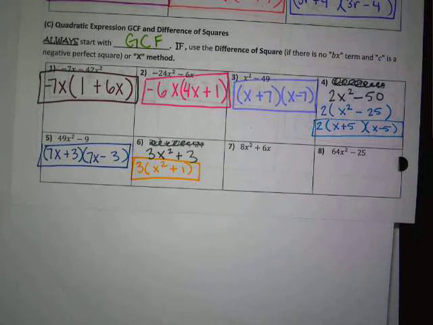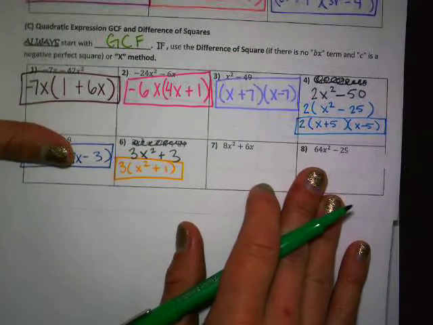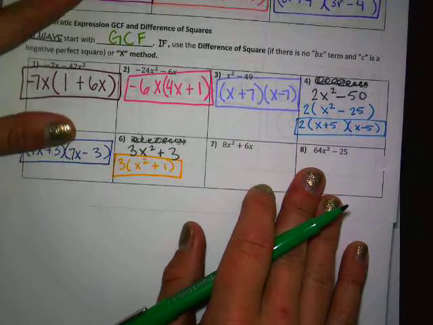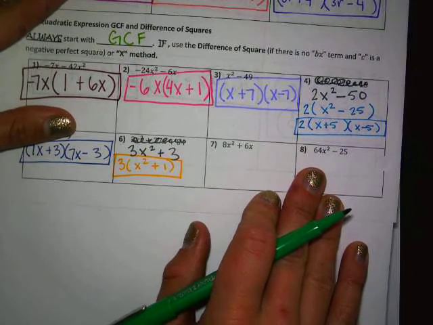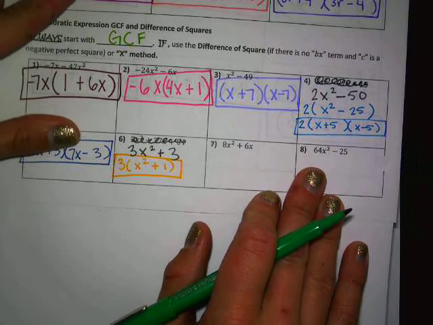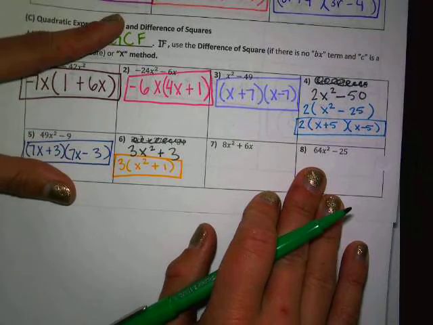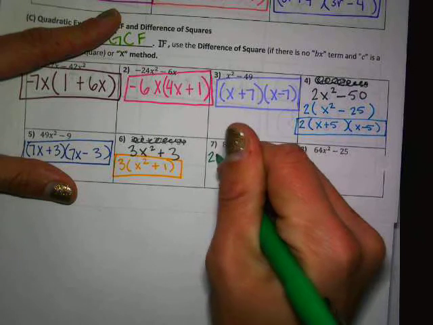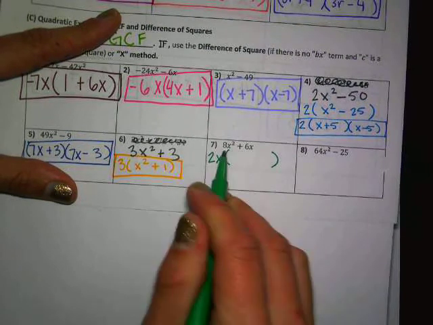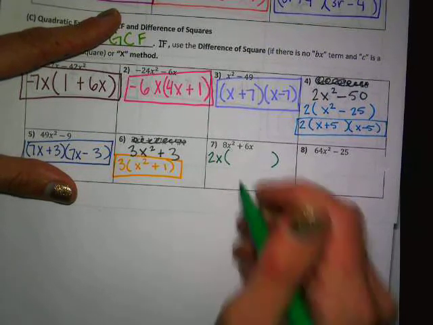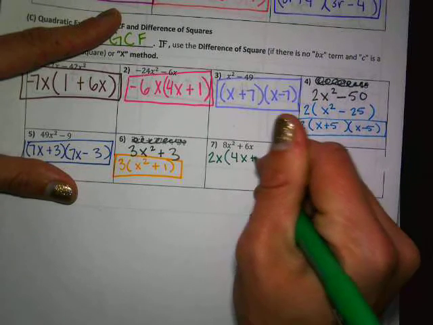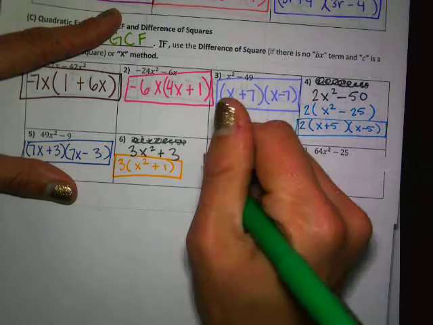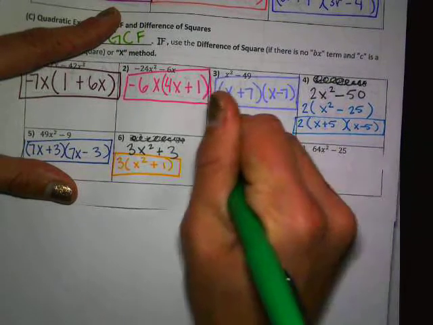Wait, so if it was x squared minus 1, because what times what gives you 1? Wait, that's wrong. Number 7 is wrong. That's a B. Plus 6x? Can you do that? Yeah, so what's the GCF? 2x. We've been doing that this whole time. So then you get 4x plus 3. It's not a difference of squares. That's as far as you can go.